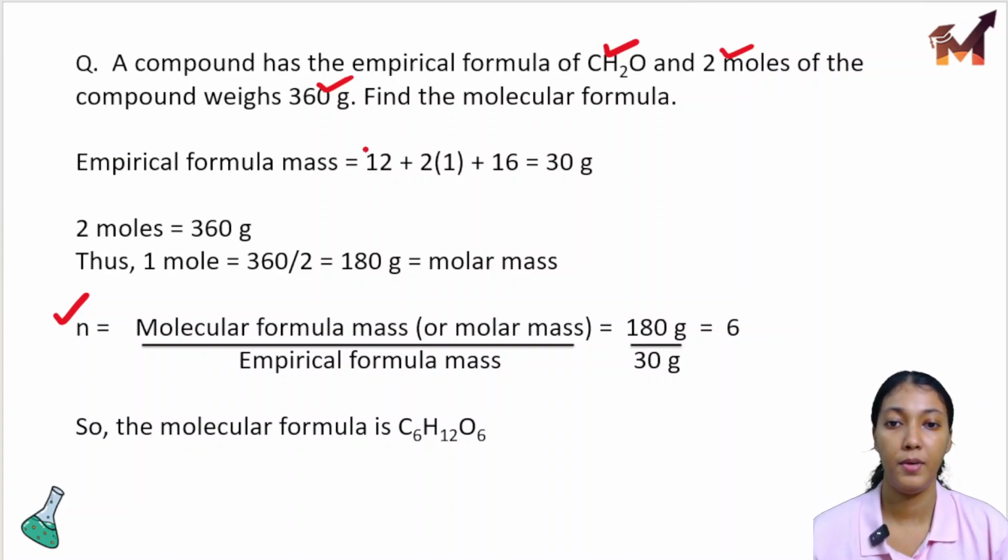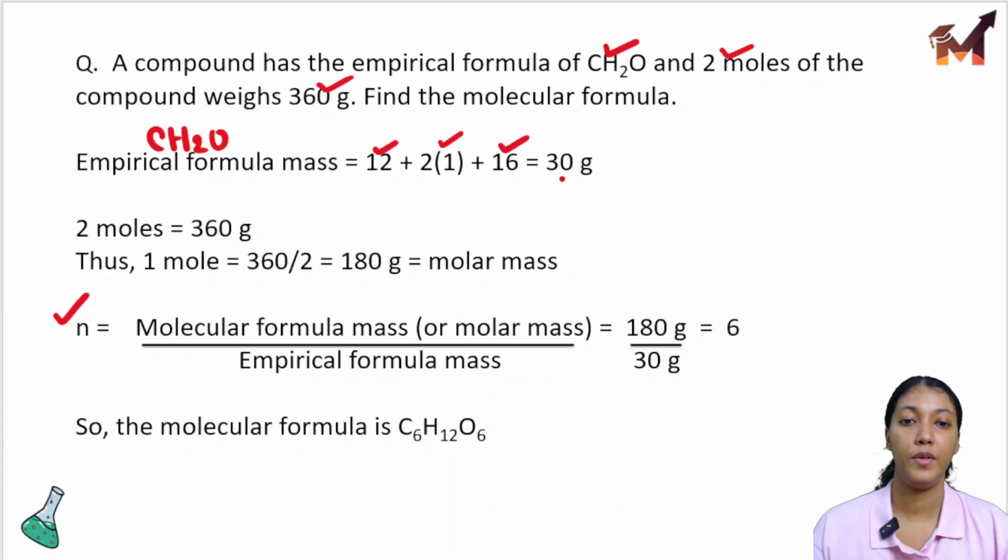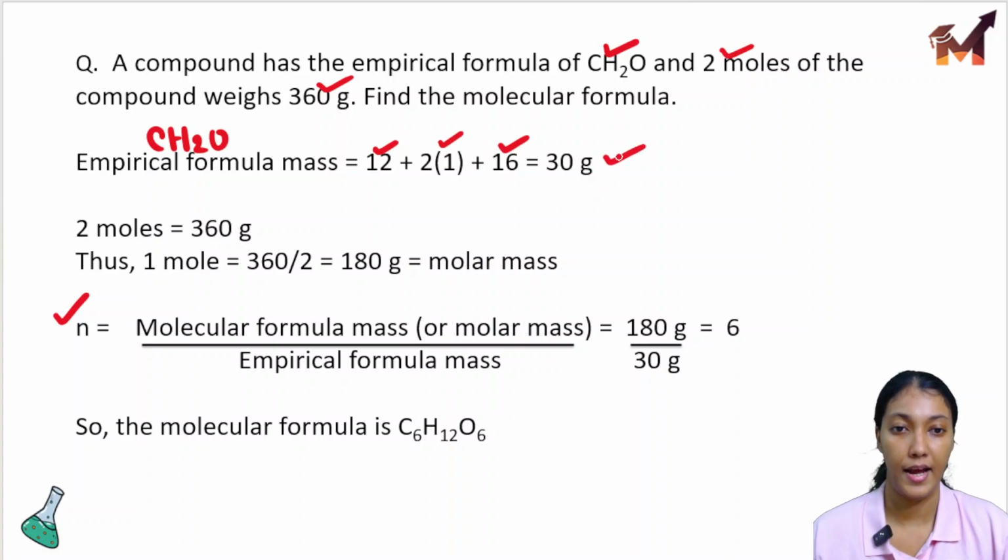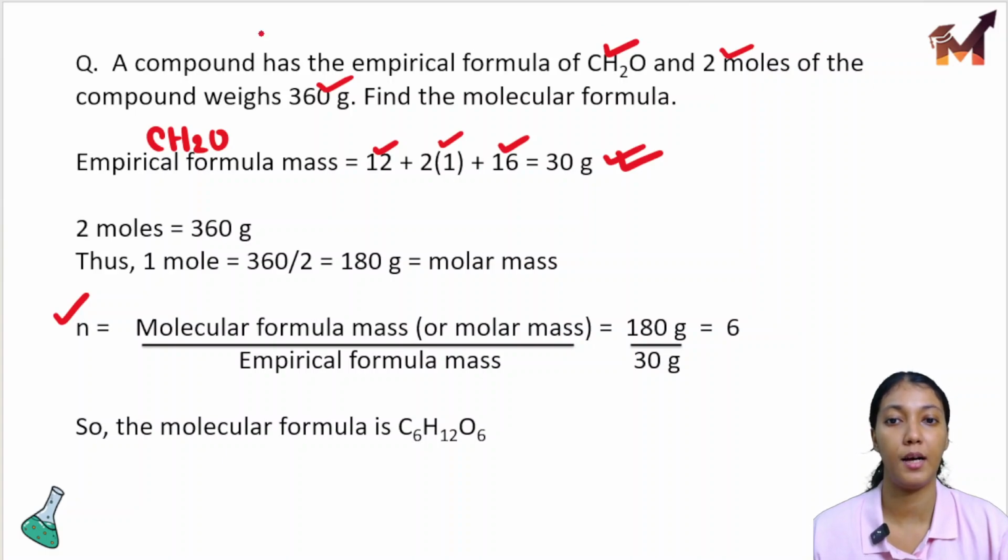तो पहले हम empirical formula mass निकालते हैं from the empirical formula. Empirical formula था हमारा CH2O: 1 carbon 12, 2 hydrogen 2 into 1, 1 oxygen 16. So we have 30 grams, which is the empirical formula mass. लेकिन यहाँ पे हमको मोलर मास नहीं दिया गया है, हमको थोड़ा सा उसको ट्विस्ट करके ये लिखा गया है कि 2 moles of the compound weigh 360 grams.